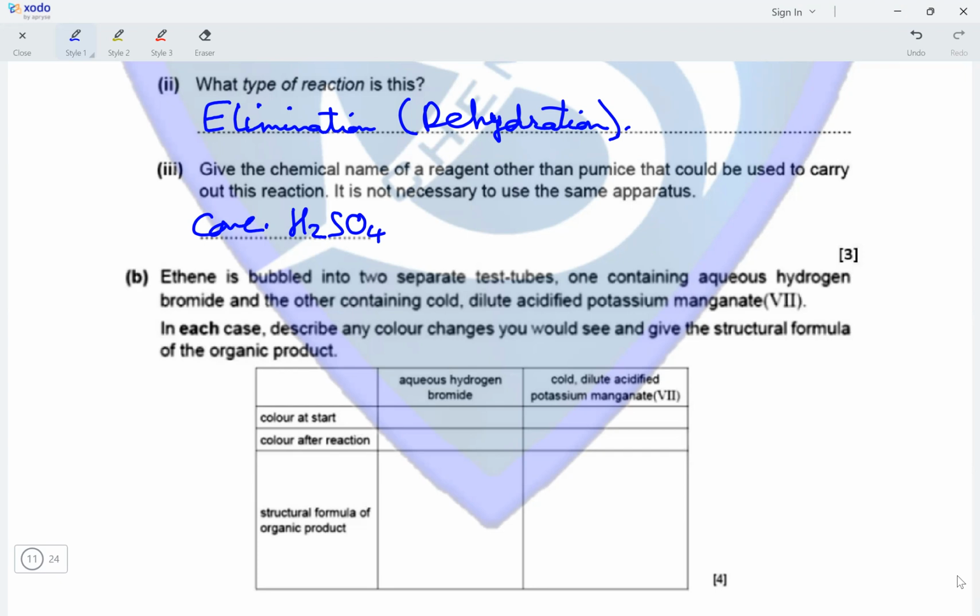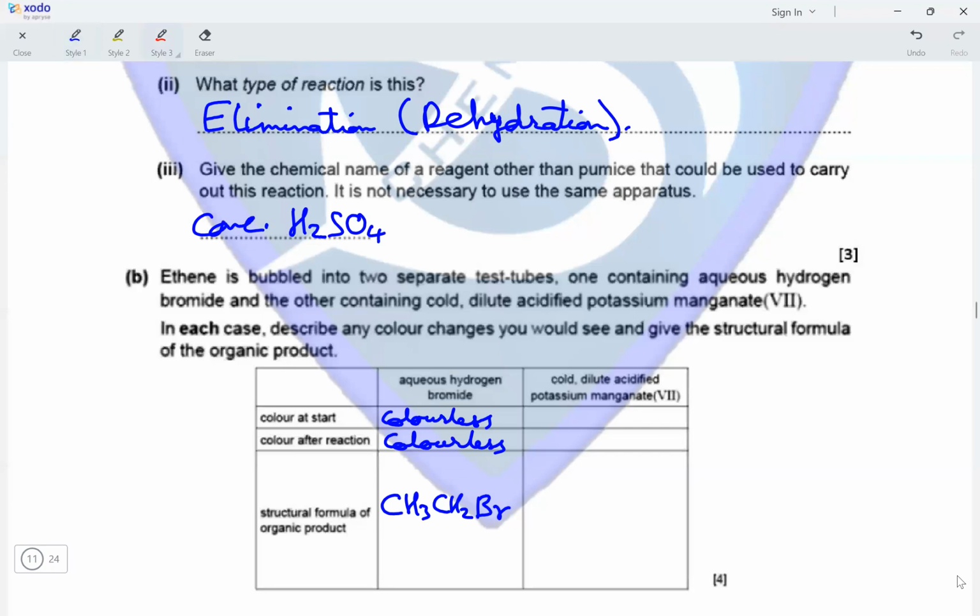Ethene is bubbled into two separate test tubes, one containing aqueous hydrogen bromide and the other containing cold dilute acidified potassium manganate 7. In each case, describe any color changes you would see and give the structural formula of the organic product. So color at start, aqueous hydrogen bromide, colorless, and color after reaction will still be colorless. And structural formula of the organic product. So we have HBr adding on to ethene producing CH3, CH2, Br, bromoethane.